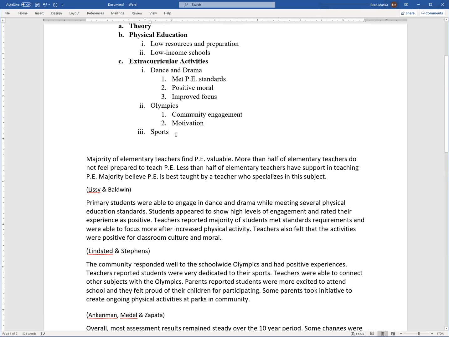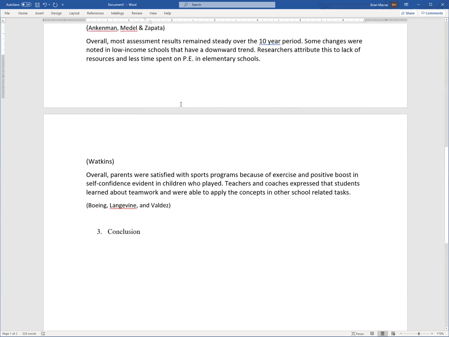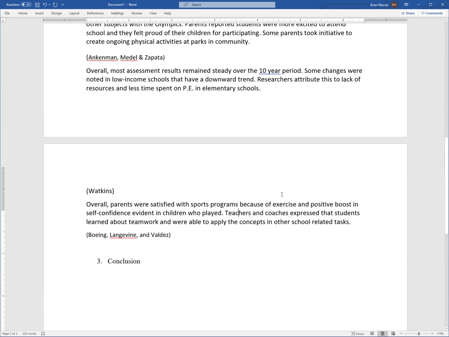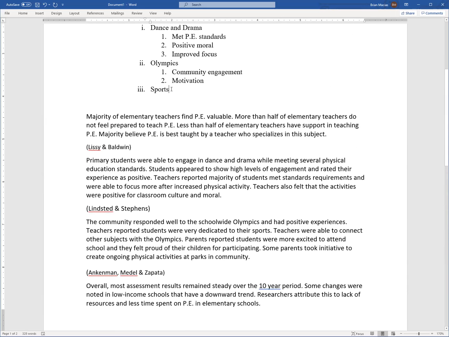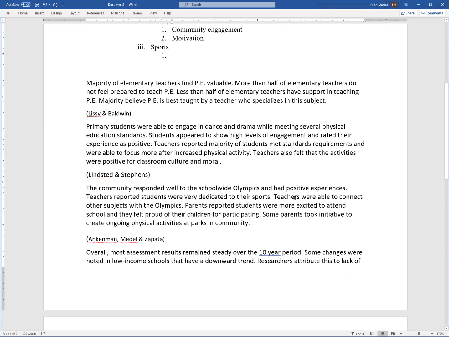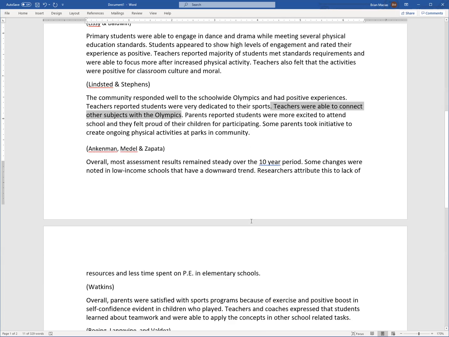Okay, let's go to the sports one. Here it says sports programs, exercise, and positive boost in self-confidence. Okay. And then teachers expressed that students learned about teamwork and were able to apply other concepts in school-related tasks. That sounds familiar. That sounds similar to some of the other ones. It looks like right here, teachers were able to connect other subjects with the Olympics. So I think when I write, I'm going to tie those together. It sounds like those authors have something in common.